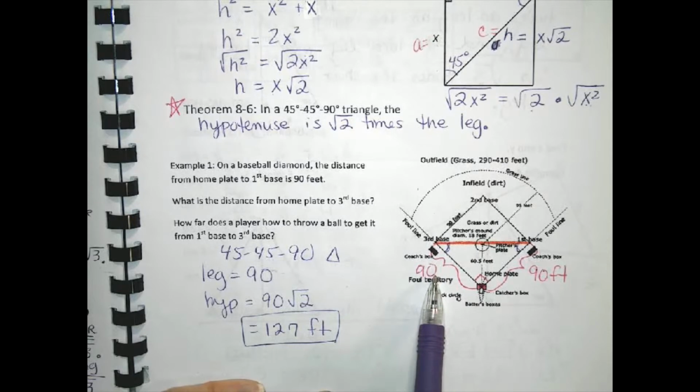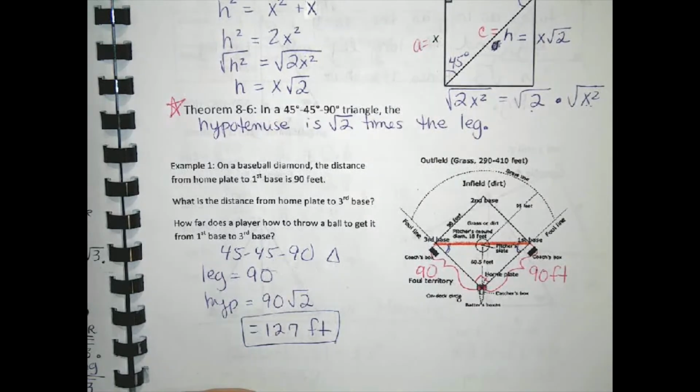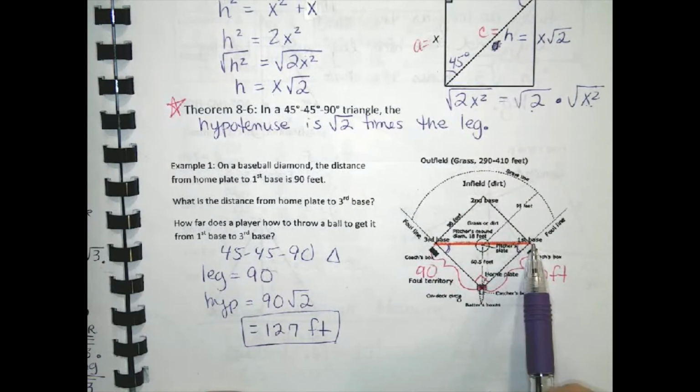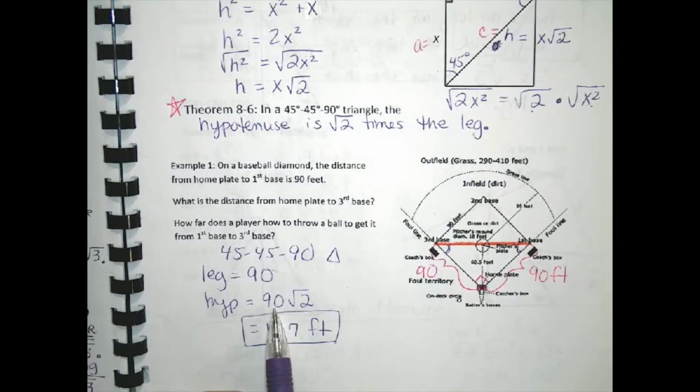The question is, how far does a player have to throw a ball to get it from first base over to third base? So again, this is like our Pythagorean theorem example above. We have a square in which we are drawing a diagonal. In this case, I happen to know that each of the legs is 90 feet. So in order to find the hypotenuse, which would be the distance between first and third base, I would multiply 90 times the square root of 2, which comes out to 127 feet. So that's the distance that a player would have to be able to throw the ball between first and third base.